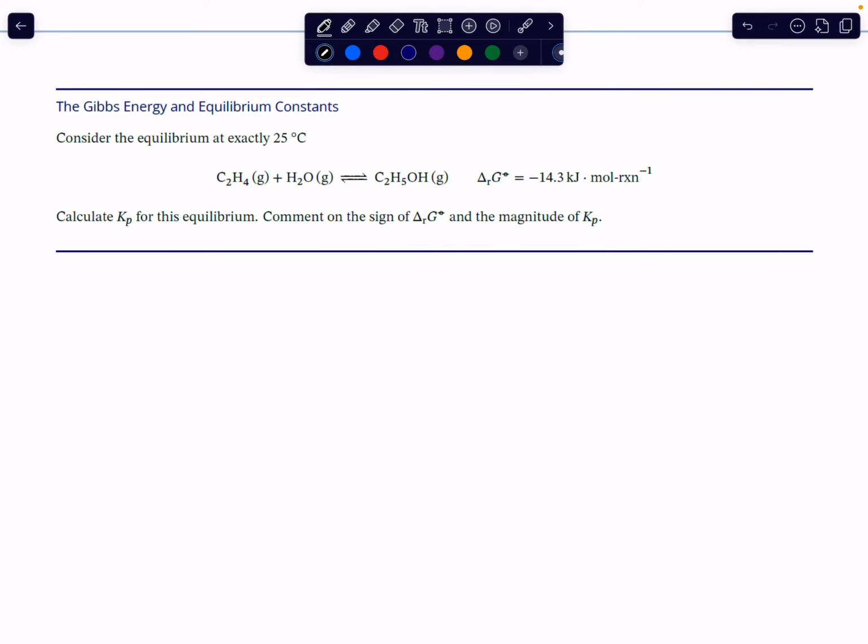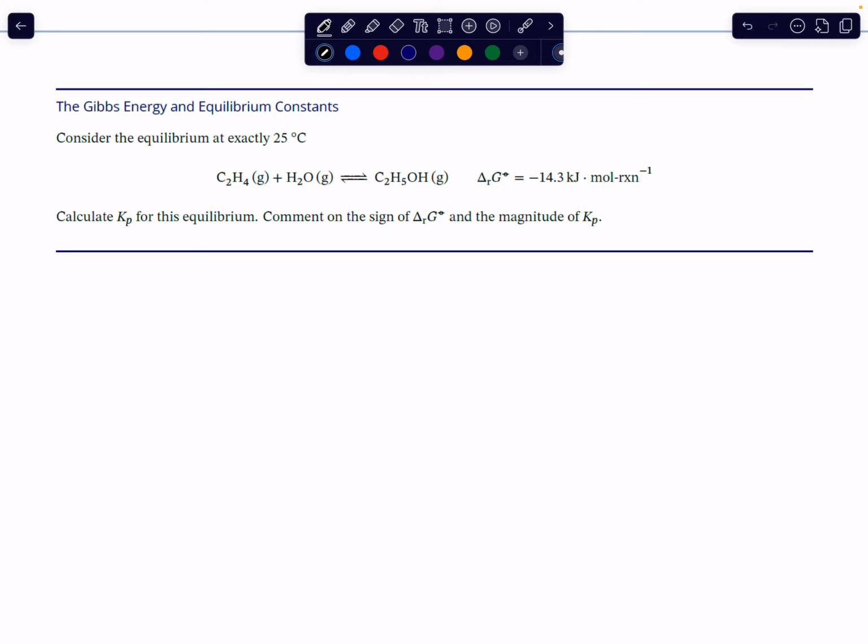Hello everyone. So in this example I want to look at how we can connect the Gibbs energy, specifically the standard Gibbs energy, to the equilibrium constant, right? So the standard Gibbs energy of reaction is connected to the equilibrium constant, because that gives us an indication of whether an equilibrium is product favoring, reactant favoring, or a perfect equilibrium. And so we can also calculate the equilibrium constant from that quantity.